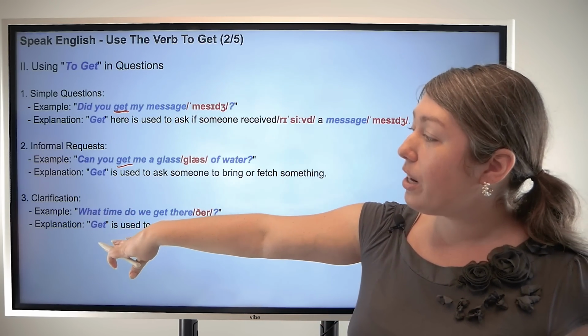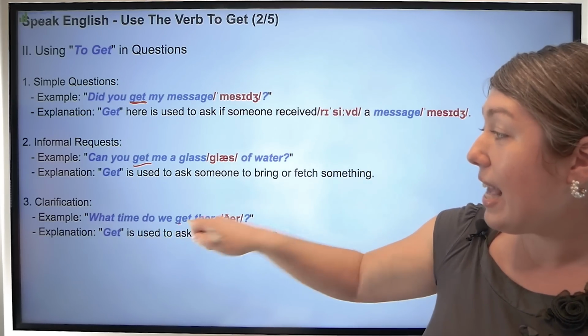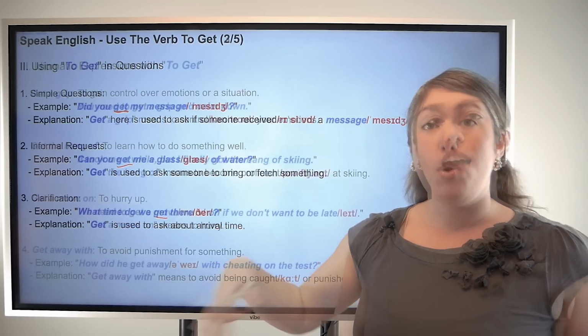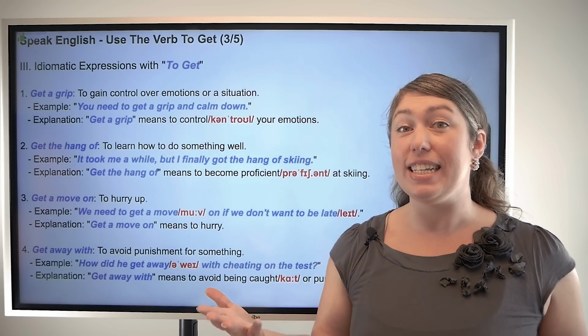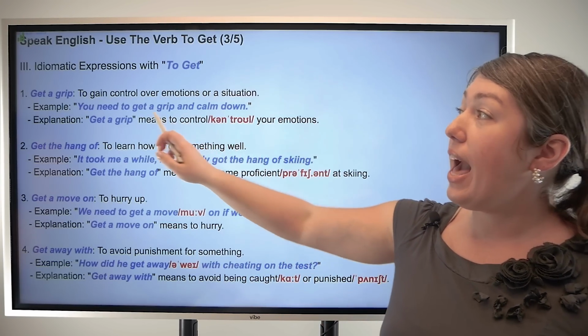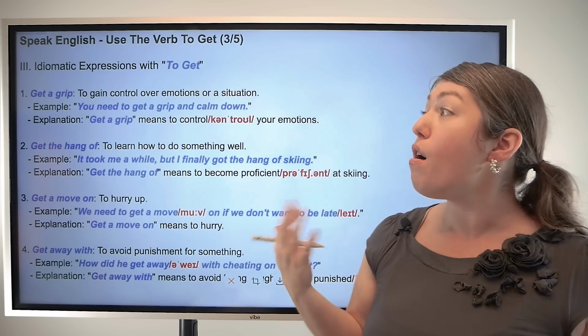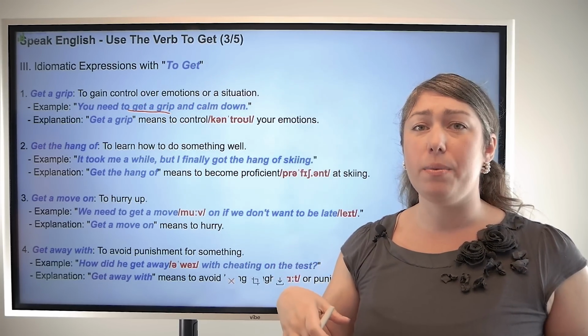And in the third category, we have clarification. For example, what time do we get there? And here, get is used to ask about arrival time. There are also quite a few idiomatic expressions with to get. Number 1, we have get a grip, and this means to control your emotions. For example, you need to get a grip and calm down.